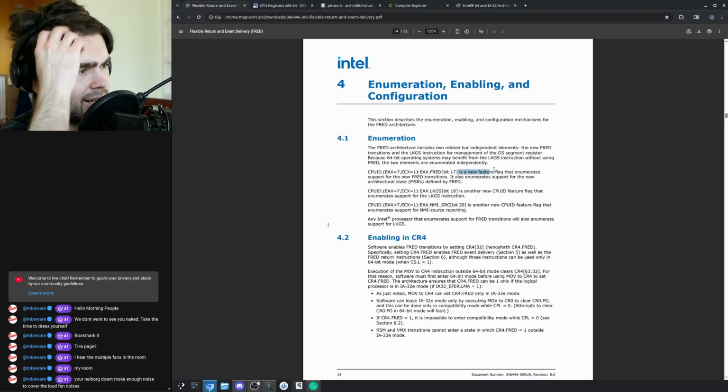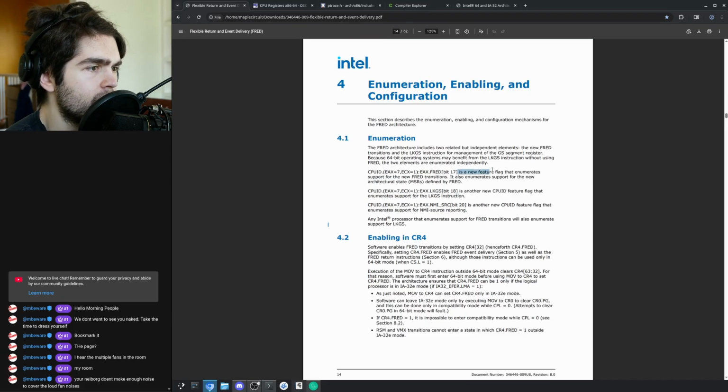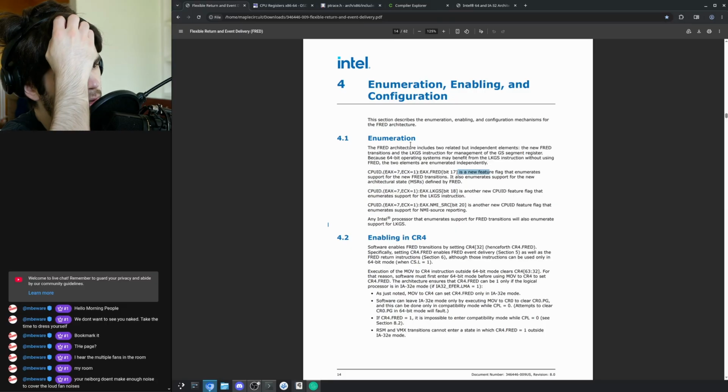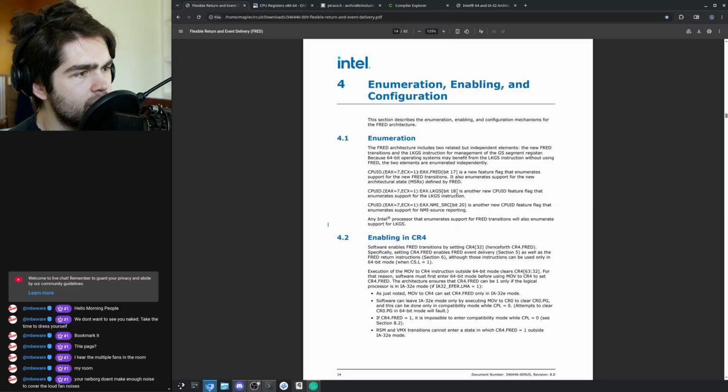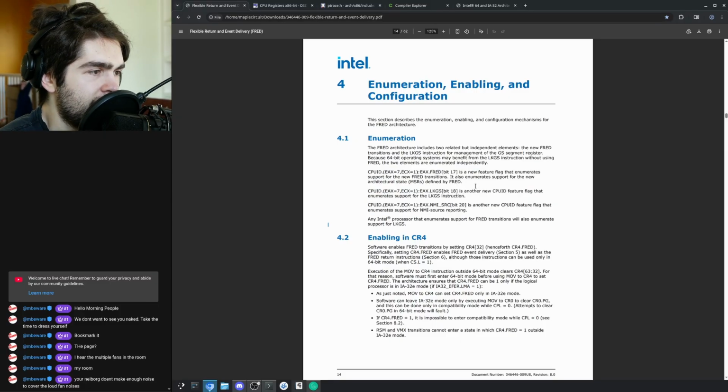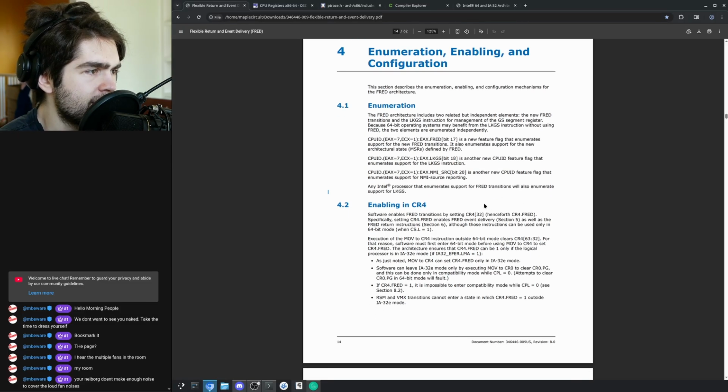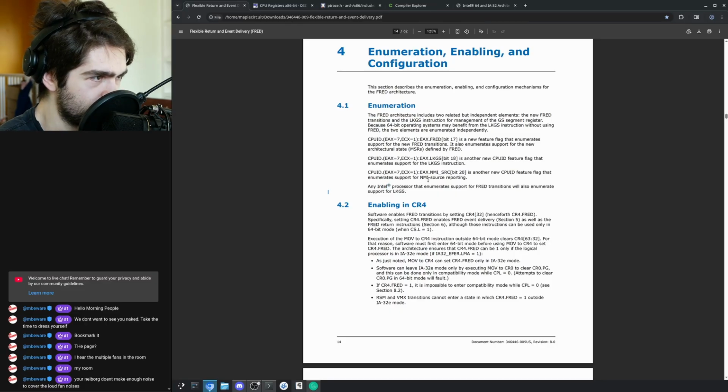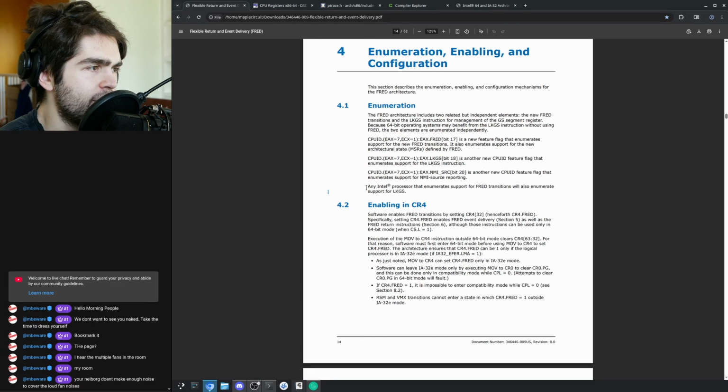Okay, so, yeah. THREAD is the new feature flag that enumerates support for the new thread transition. It also enumerates support for the new architectural state, MSRs, defined by thread. LKGS is a new CPUID feature flag that enumerates support for the LKGS instruction. NMI_SRC is a new CPUID feature flag that enumerates support for NMI source reporting. Any Intel processor that enumerates support for thread transition will also enumerate support for LKGS. Okay, so the two come together, but they can be enabled independently.